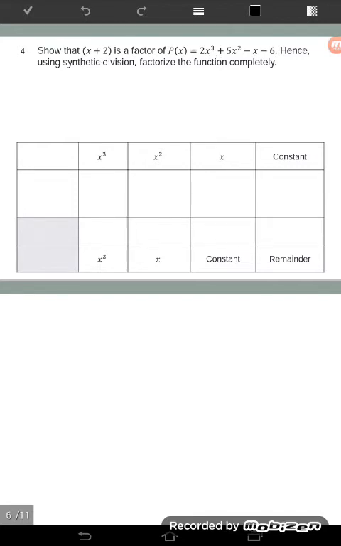Okay, so from the factor theorem, if x plus 2 is a factor of px, the remainder of px is equal to 0. So we will show that the remainder is zero. And then next, from the remainder theorem, how to find the remainder? To find the remainder, we simply substitute this one. So this one is positive 2, right? So we substitute negative 2 into x. Let x plus 2 equal to 0, so x is equal to negative 2.